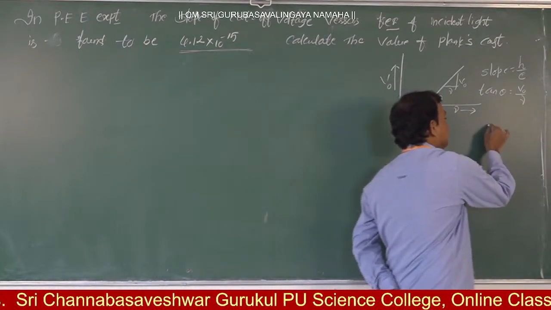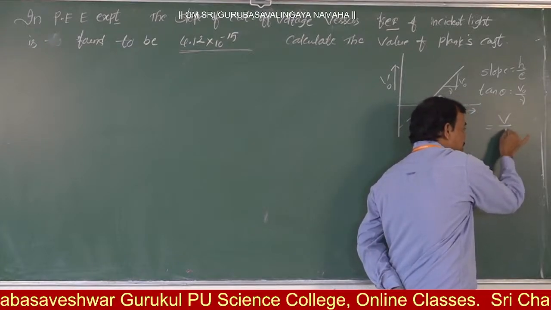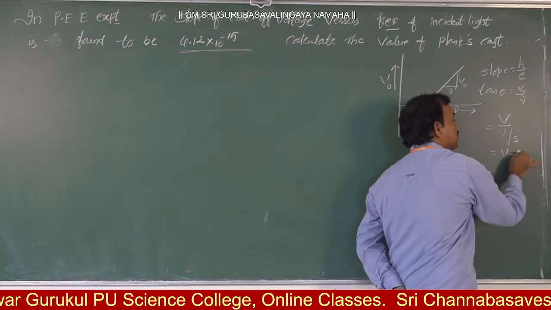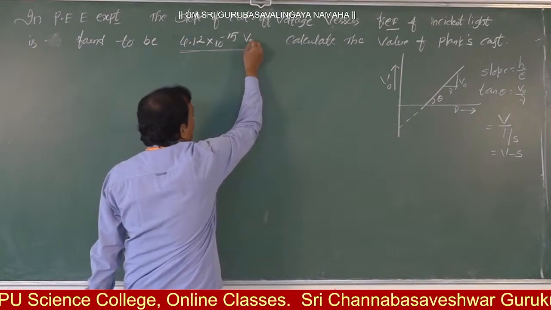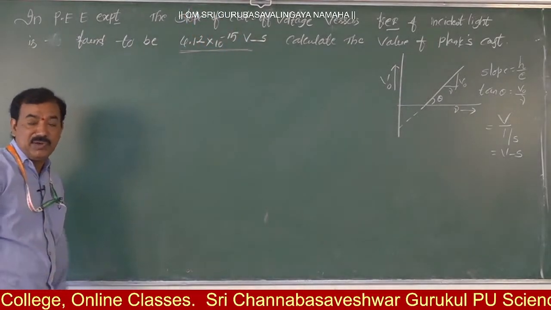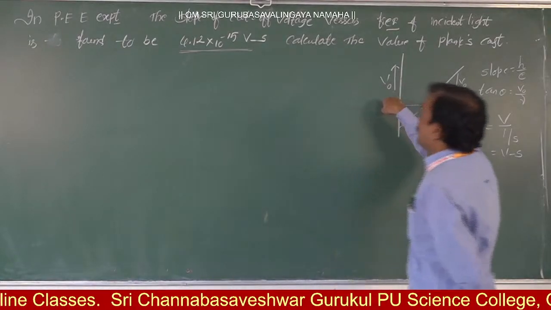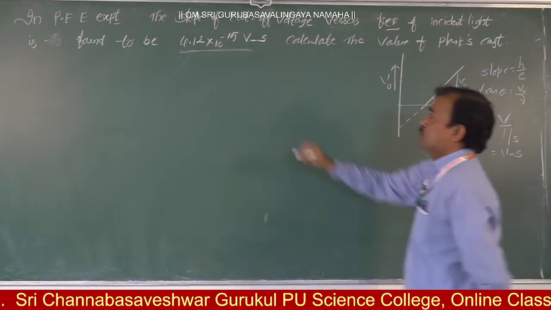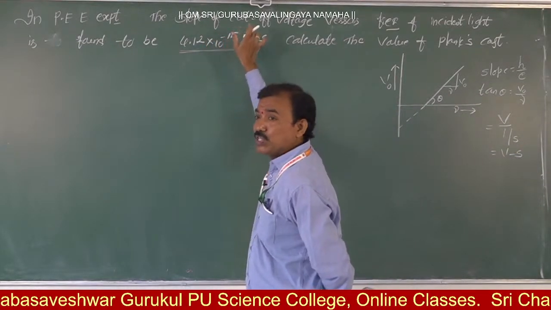So V naught is potential, which is volt. Nu is frequency, which is per second. So 1 by second, and the unit of the slope is volt second. Please note this unit also: volt second, not volt per second. The unit of the slope of the V naught and nu graph is 4.12 into 10 to the power of minus 15 volt second.